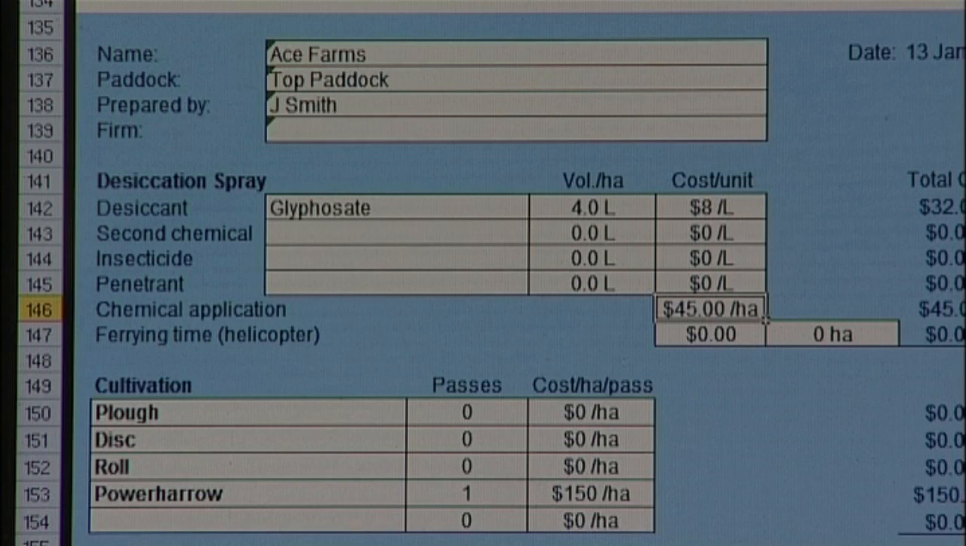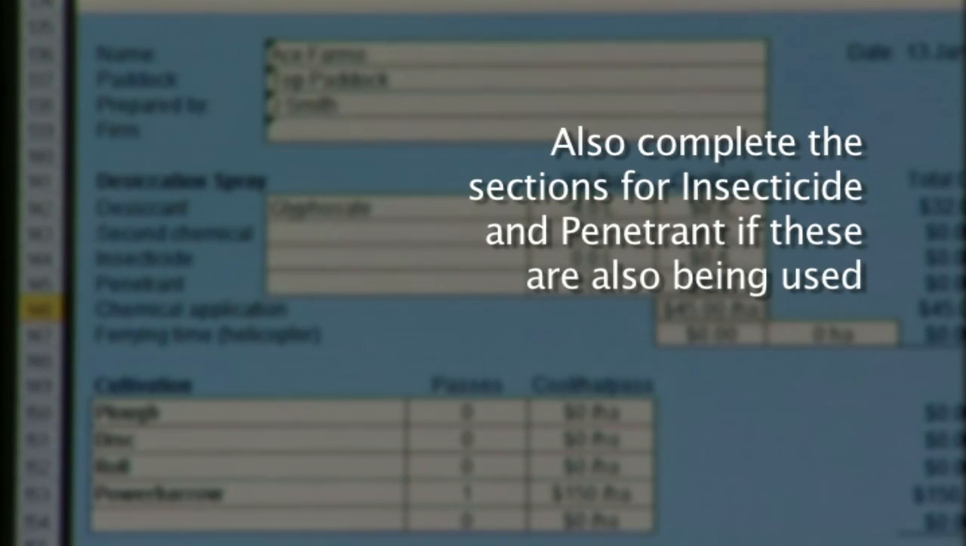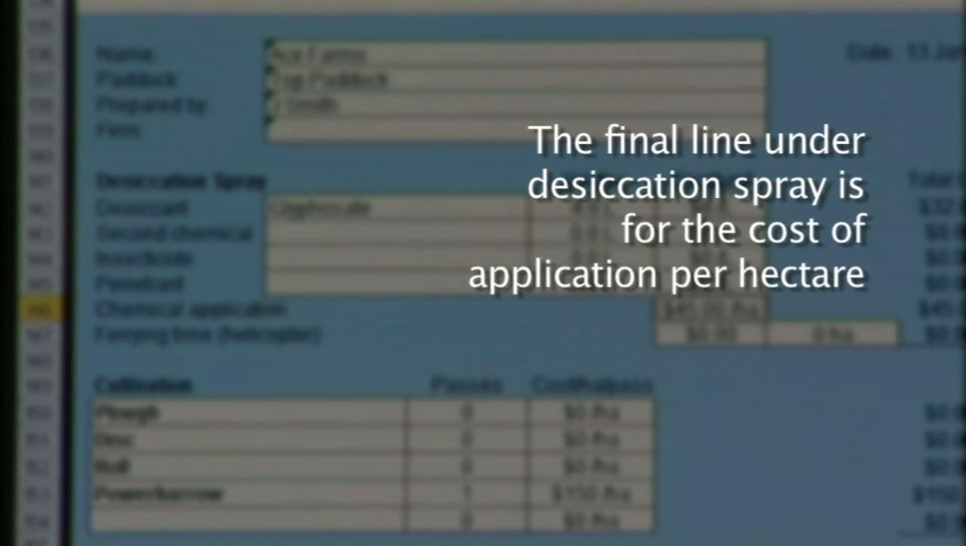Repeat if a second chemical is being used for weed control, and also complete the sections for insecticide and penetrant if these are also being used. The final line under desiccation spray is for the cost of application per hectare.